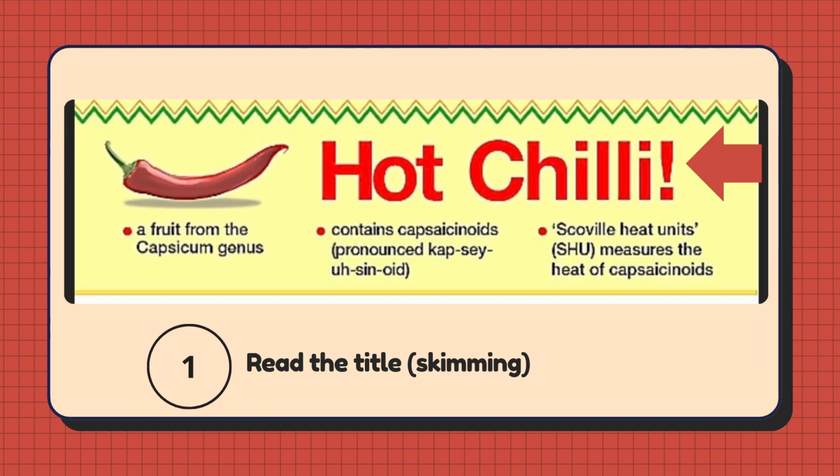We use skimming to read the title, and from the example, the title of the text is Hot Chili. And it's so obvious because the style of the text is very bold. It's a bold text, which means that it's thicker and darker than the regular ones. And of course, it's at the beginning of the text. Another is there is a picture of a chili.